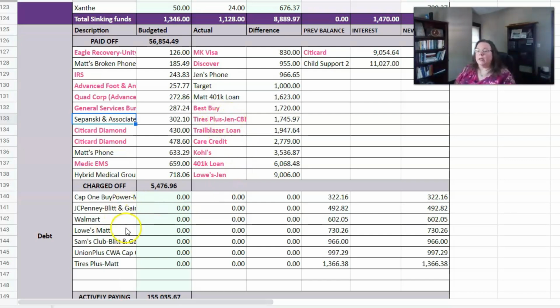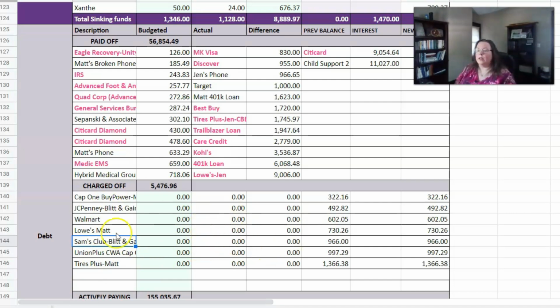The next section is the charged off or in collections section. They total $5,476. You'll see they're all black. They're all old credit cards of Matt's. And so they are all sitting out there. There's no interest accruing on them. The original owners of the debt no longer have them. They're with other firms and that kind of thing.